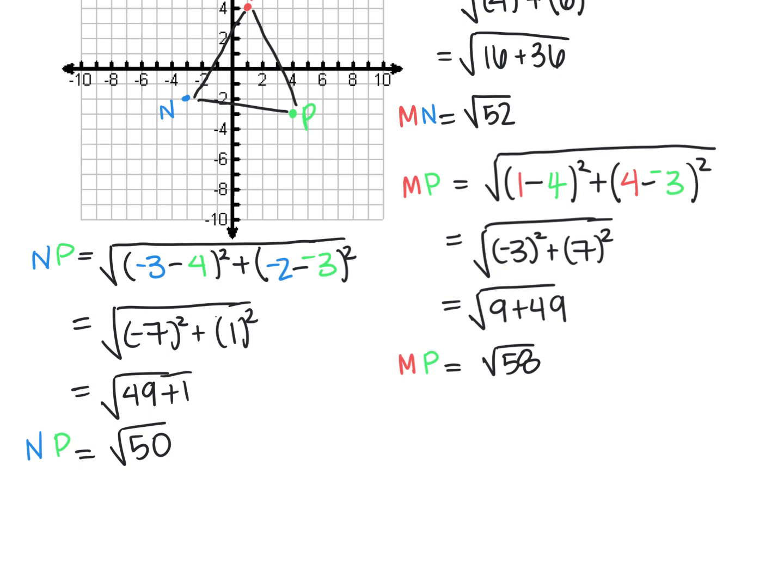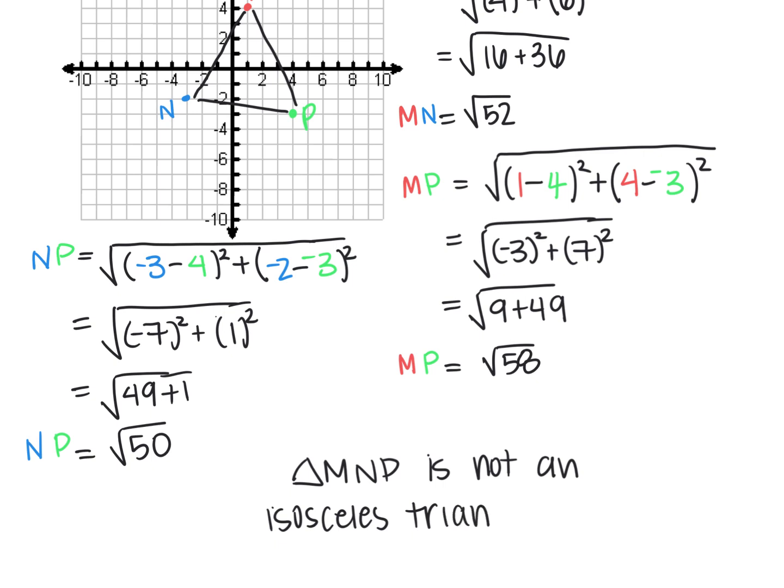So I can say that triangle MNP is not an isosceles triangle.